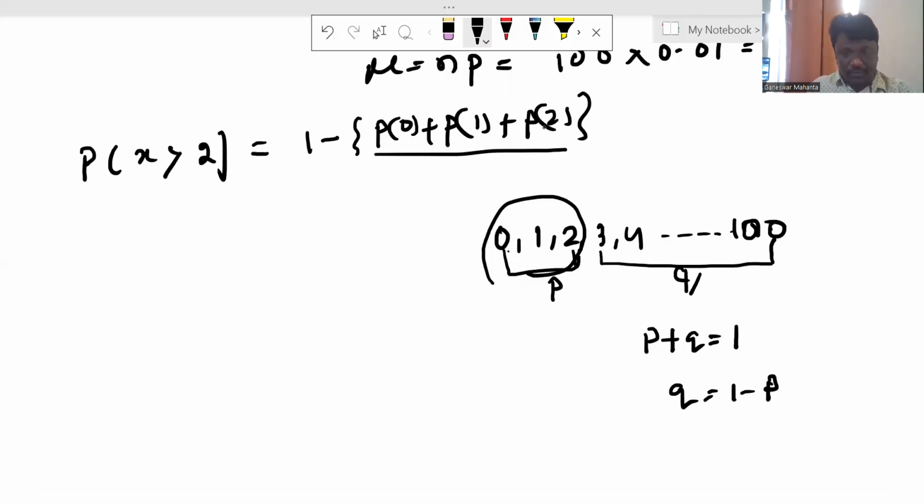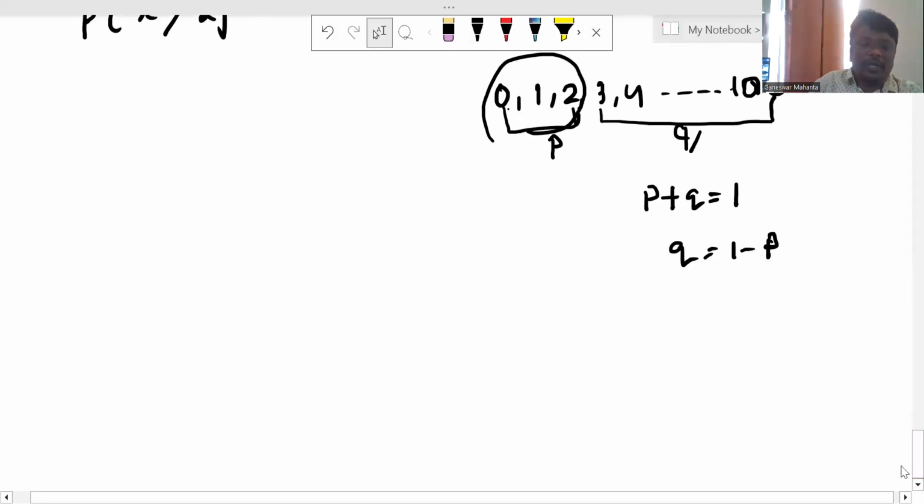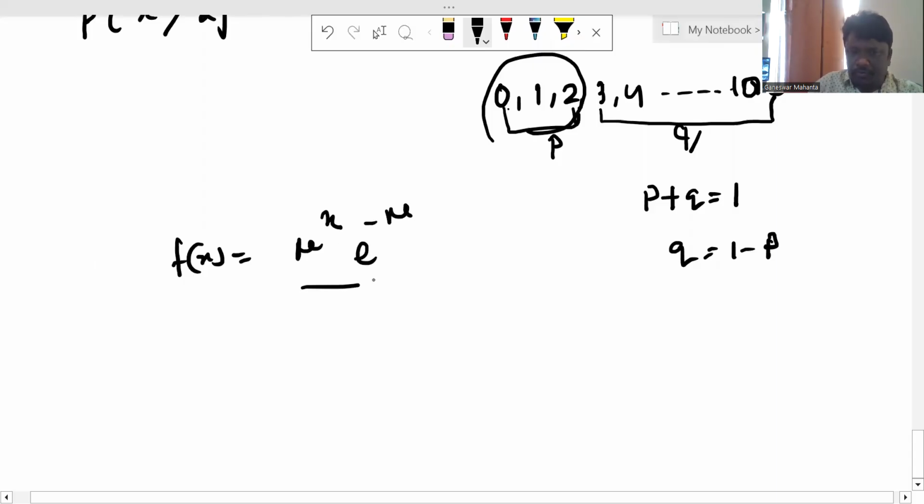F0, F1, F2, we can evaluate these values. So we know that the formula is f(x), which is mu to the power x, e to the power minus mu, by x factorial. So we can evaluate f0: mu to the power 0, e to the power minus mu, with mean 1, that is e to the power minus 1, that is 1 by e.